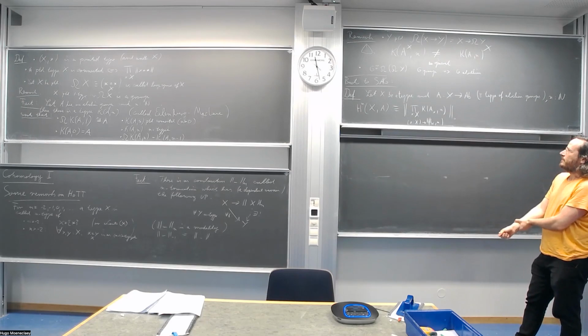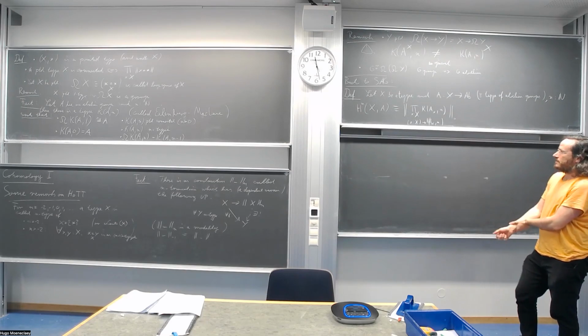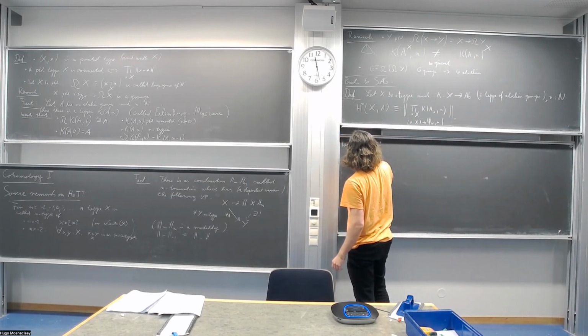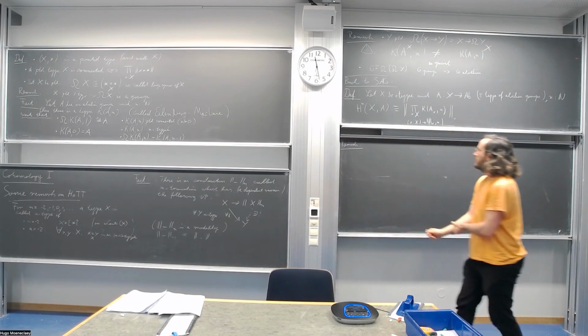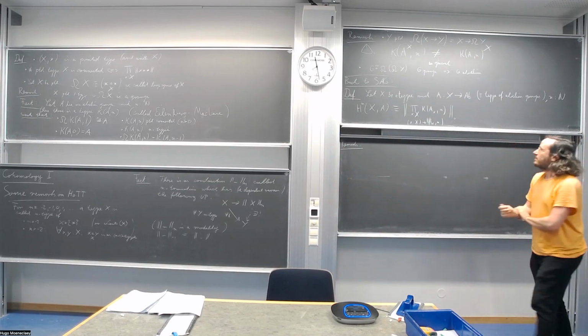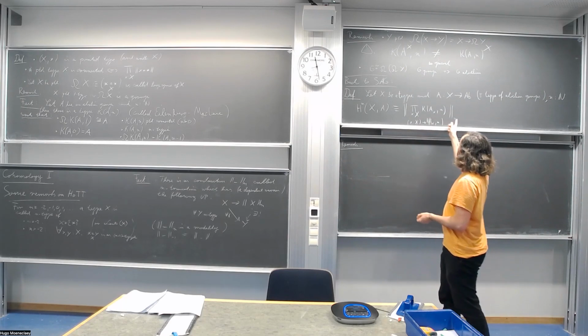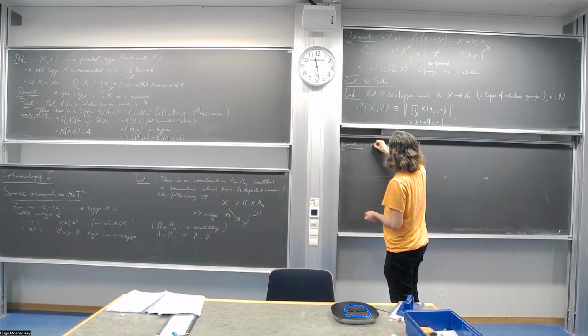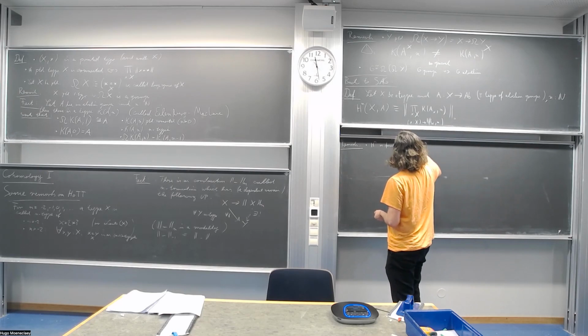Okay. And so we can make a couple of remarks. So because this is just a type of maps, we can easily deduce a lot of things. So H^n is functorial in both arguments.